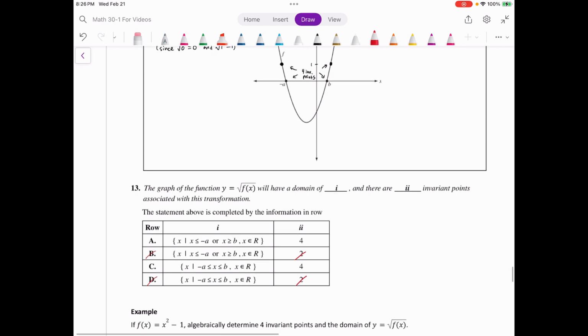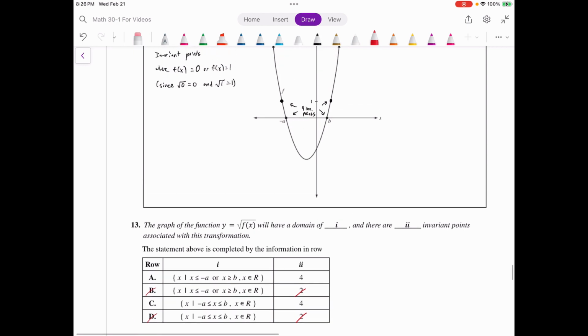So if we take a look, A has us saying x has to be less than negative a or greater than b. In other words, outside of the x-intercepts. This one says x needs to be between negative a and b, so between the x-intercepts. Well, what do you think? Which of those 2 options seems right?